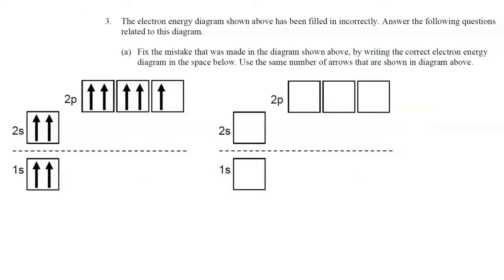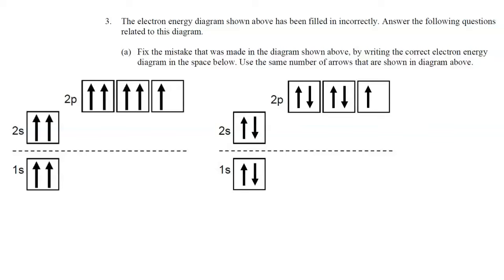So I'm going to put the same number of electrons, but I'm going to put them in correctly into this diagram. So two arrows, one up, one down in the 1s orbital, two arrows, one up, one down in the 2s orbital, and then I'll fill in the remaining 5 electrons into that 2p sublevel like that. So that is now the correct answer for part A. Now, how many arrows are in this diagram?